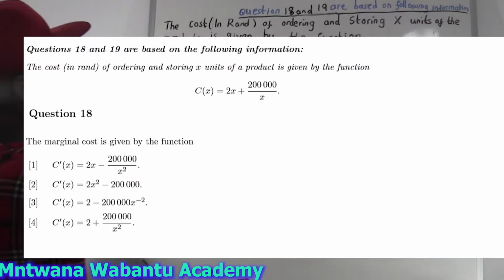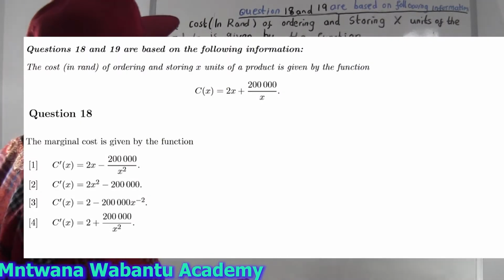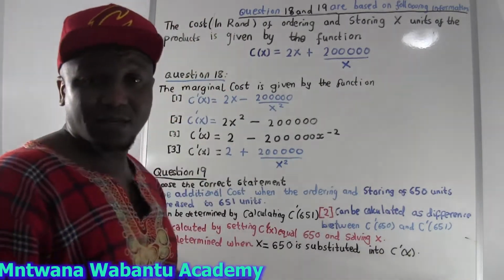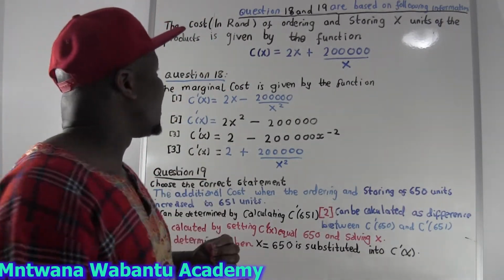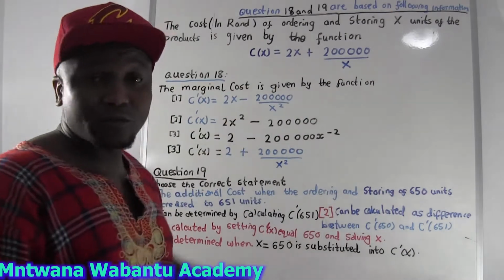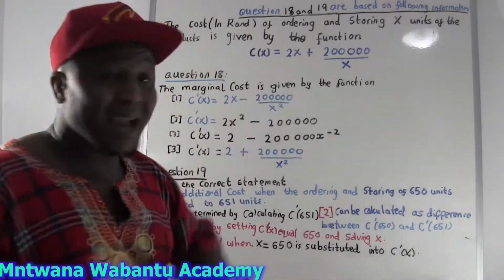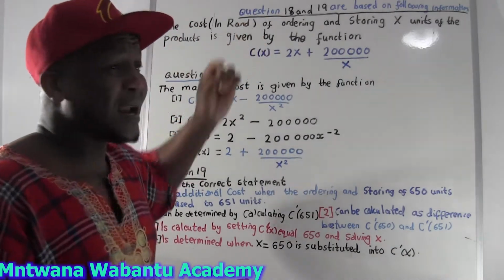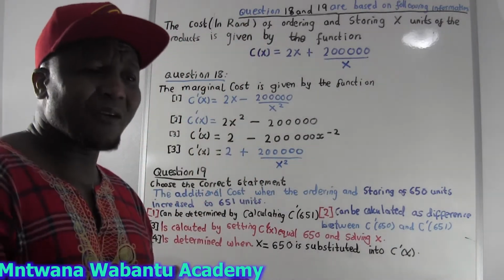Let's get started. So we have a question right here. Let's see, the cost in rand. Rand is South African money, but it could be dollars, it could be pounds, it could be Nigerian naira, or it could be Tanzanian shillings, any African money.